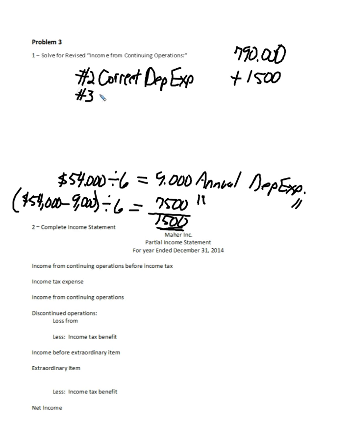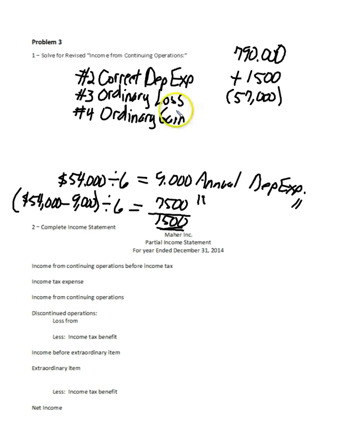The number 3 item, we have an ordinary loss. So that was the ordinary loss from the sale of securities, and that was $57,000. And then also, number 4 was an ordinary gain. And that was from that life insurance policy on the president. And we're going to net out our original cost on that investment. And we had a net gain of $104,000.